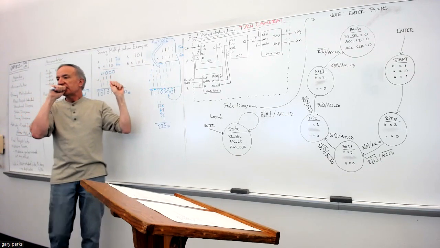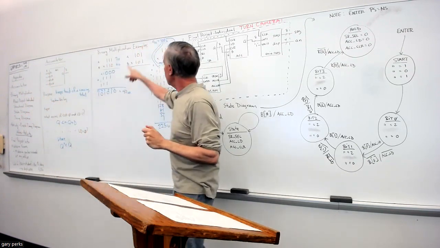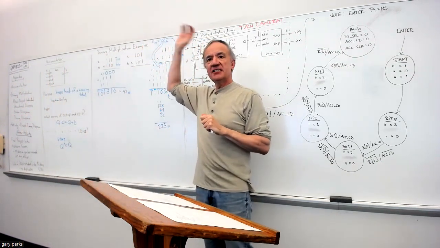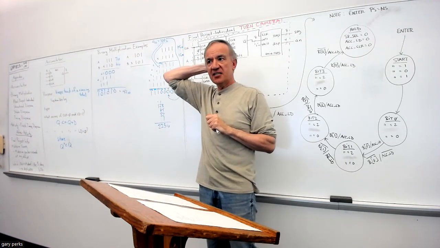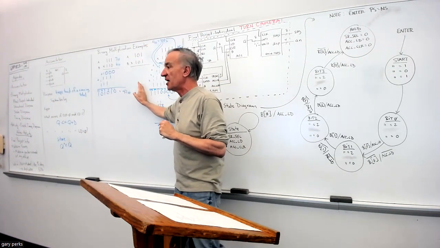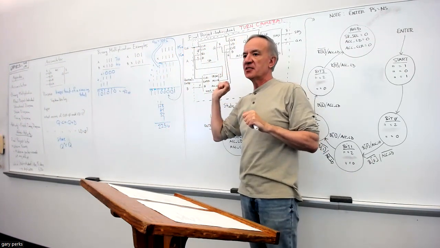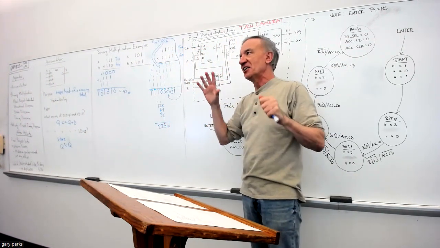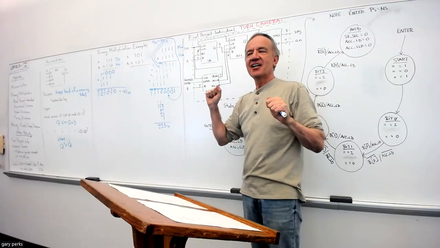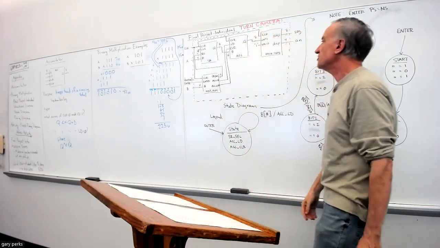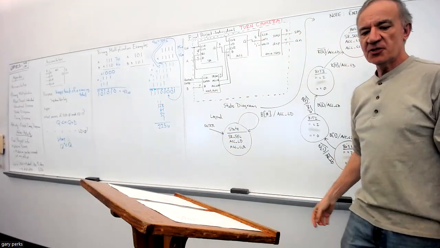Okay? So any questions on any of these examples? Okay, because I think if you understand how to do binary multiplication by hand, the circuit should make sense to you, or at least some sense. Okay, all right, so that's what we're gonna do next. Let me turn the camera before I forget.